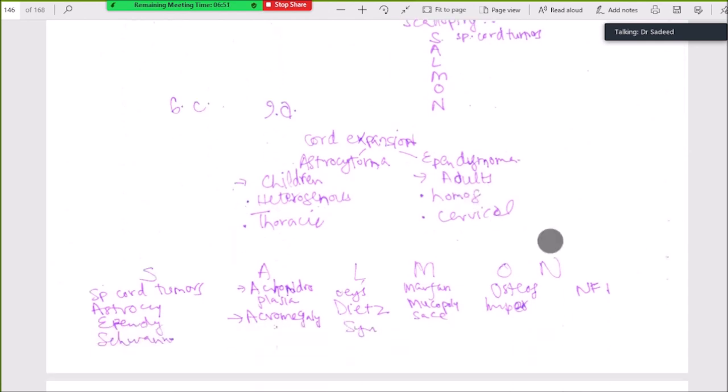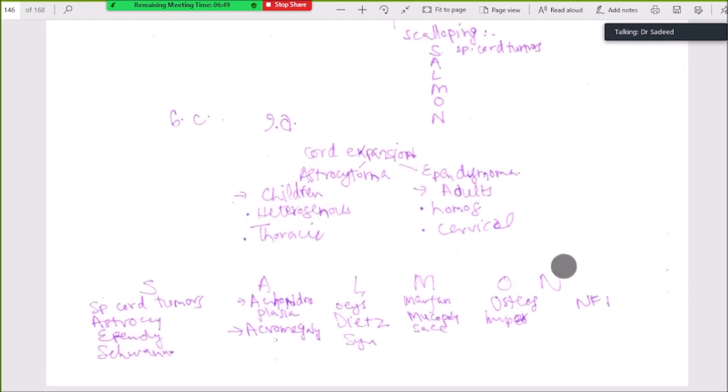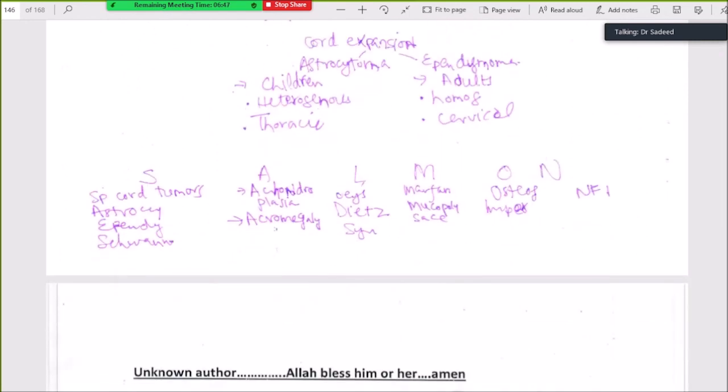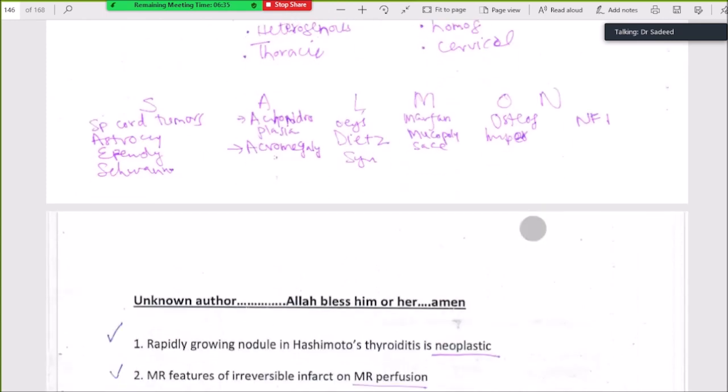Now, SALMON mnemonic, posterior vertebral body scalloping. S for spinal cord tumors, astrocytoma, ependymoma, schwannoma. A for achondroplasia and acromegaly. L for Loeys-Dietz syndrome. M for Marfan syndrome, mucopolysaccharidoses. O for osteogenesis imperfecta, and N for NF1, neurofibromatosis type 1.